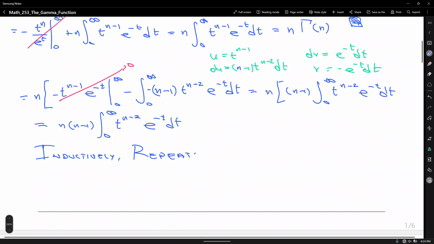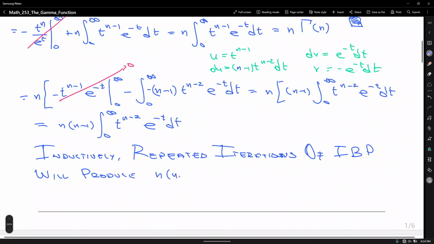repeated iterations of integration by parts will produce n times n minus 1 times n minus 2 times n minus 3, dot, dot, dot, which is equal to what? n factorial. So with this, we prove the two properties here.